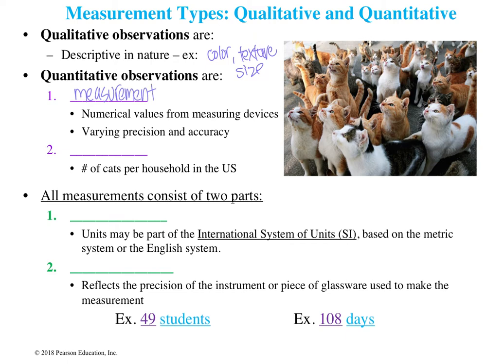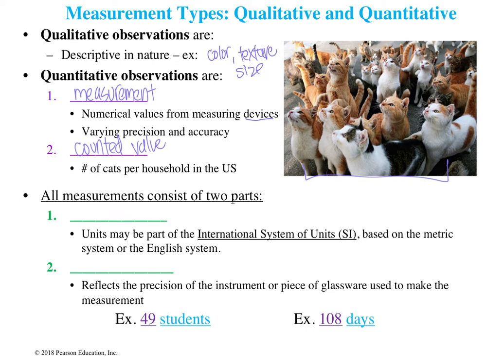We would want to use an instrument or device to make our measurement, and that will therefore have some precision or accuracy associated with it. And then we could also have counted values as a quantitative observation. So in this case, I could count how many cats I have, and that would be a quantitative observation. I could also weigh all of those cats and find out what their total mass is. That would be a measurement.